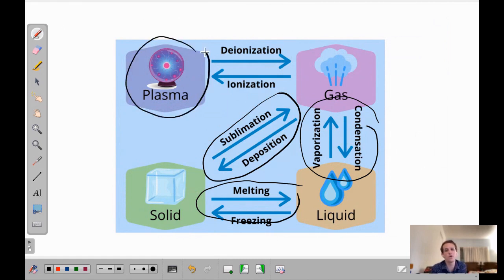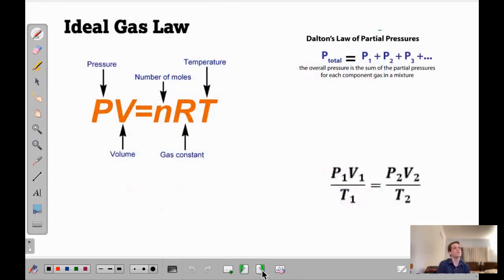Finally, there are some other weird forms of matter. The most common is probably plasma. That's where there's so much energy that the electrons and nucleus are separating from one another. And there are, of course, other exotic ones if you want to learn about them, but it's not in the scope of this exam.